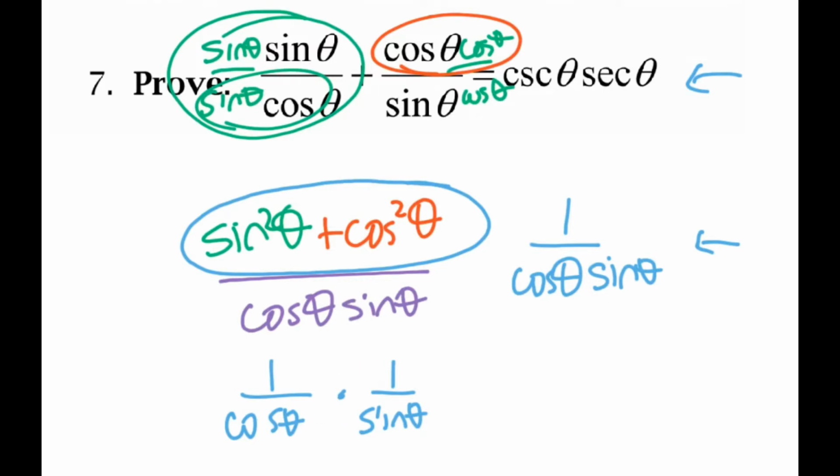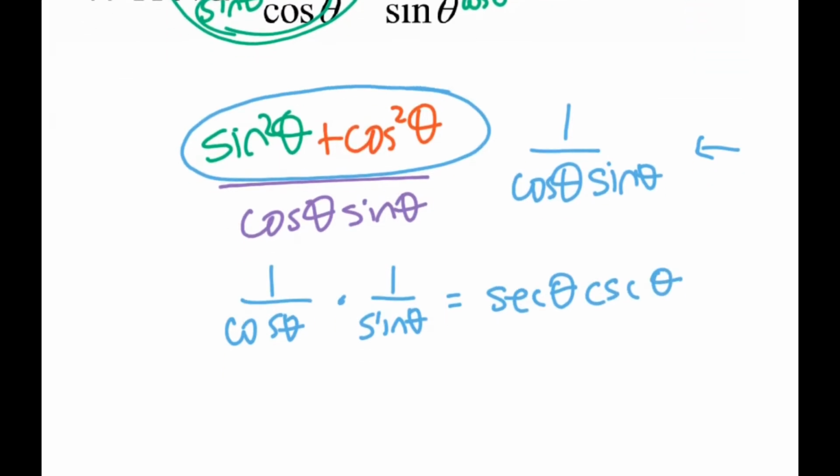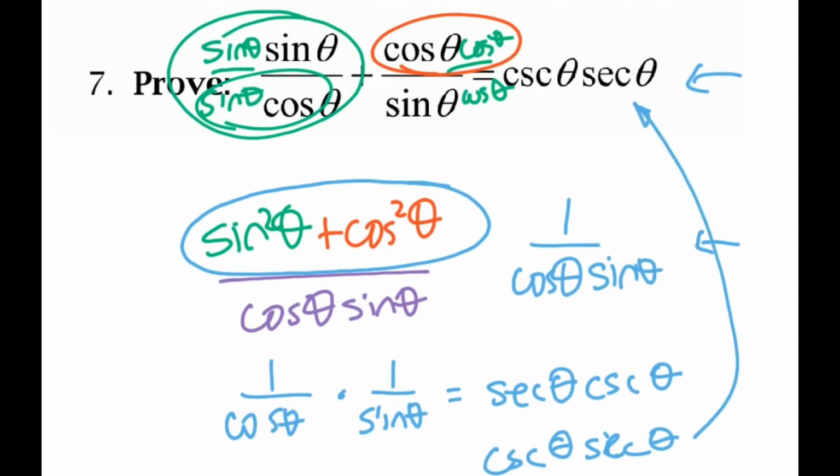And so 1 over cosine theta is secant theta, and 1 over sine theta is cosecant theta. And so the commutative property says that it is the same thing as secant theta cosecant theta. And so what I've just done is I've proven what I needed to prove.